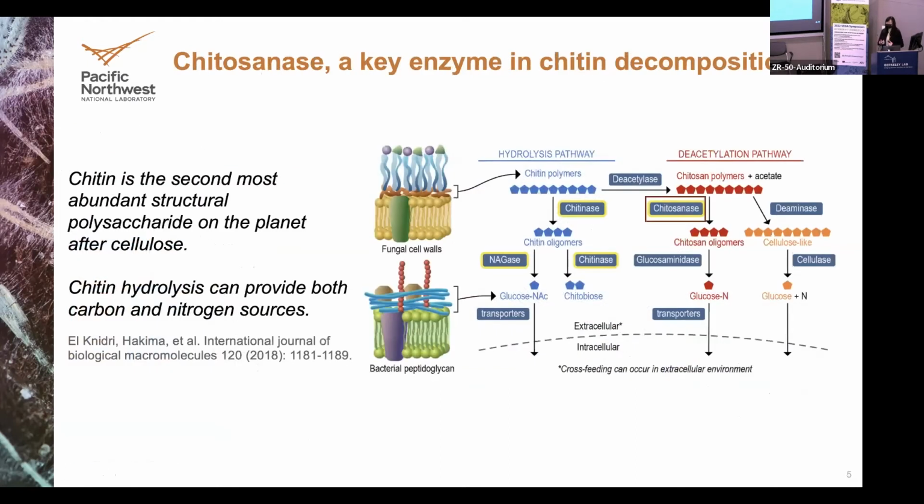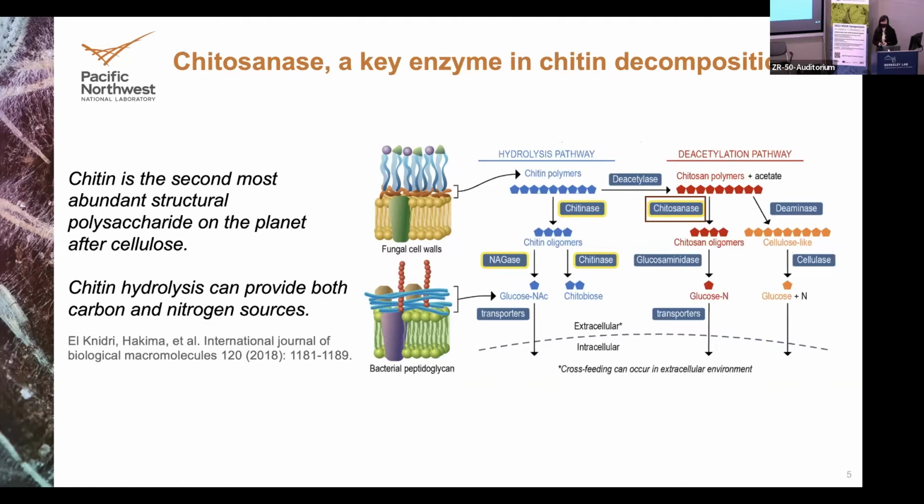Then why are we so interested in this chitin decomposition pathway? Because chitin is quite abundant. It is the second most abundant structural polysaccharide after cellulose, and hydrolyzing chitin or chitosan can provide both carbon and nitrogen sources that can be more available for microbial growth. So if AMGs like chitosanase can be expressed and functional, it may enable the host to access a larger pool of substrate to boost the host metabolisms and maybe in turn benefit the viral survival.